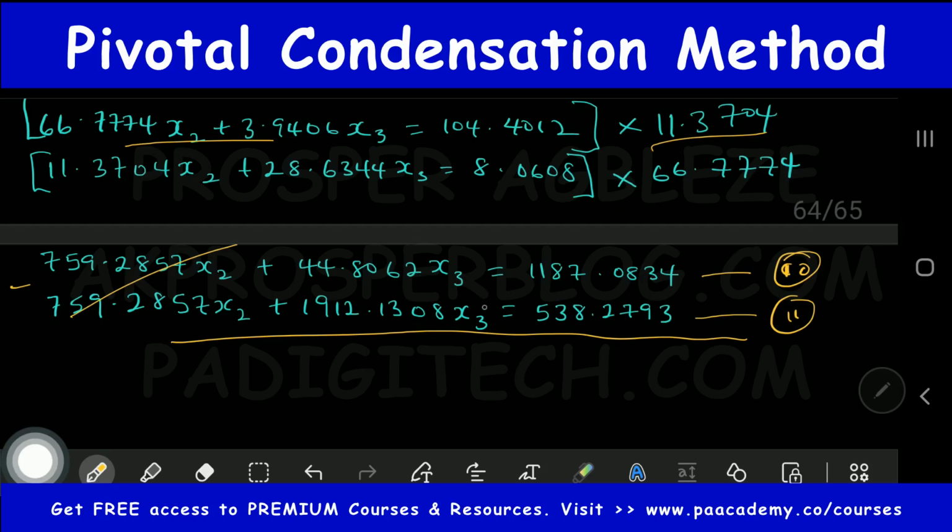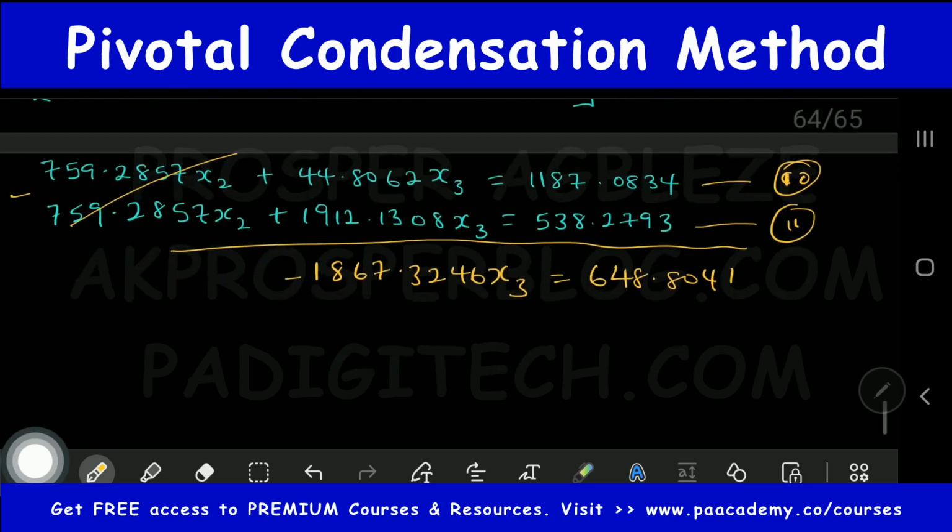44.8062 x3 minus this, and that will give us 1867. So that's 44.8062 minus 1912. So there should be a negative sign here. 1.3246x3 then equals to, if you subtract this on this side, we are going to be getting 648.8041. All right, so with this now we can make x3 the subject of the formula.